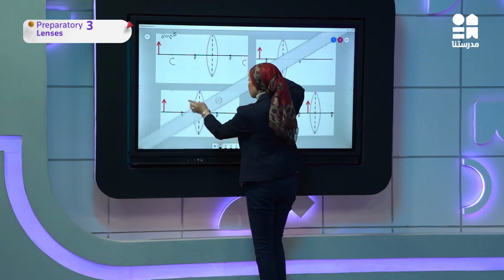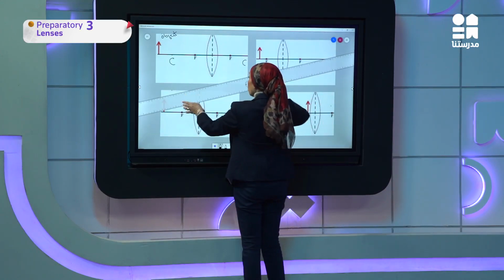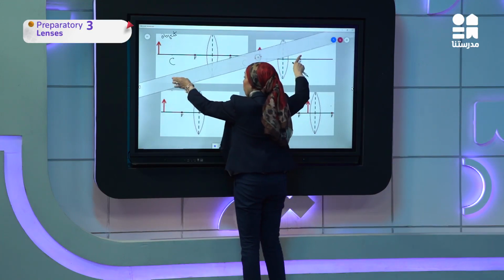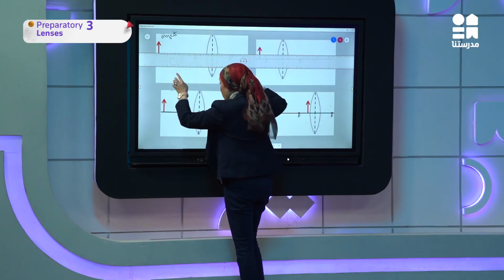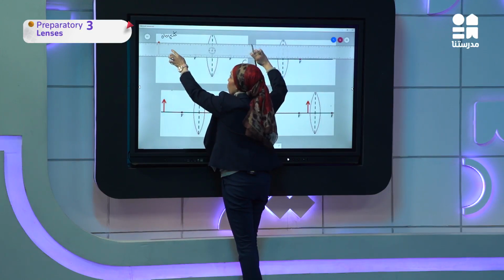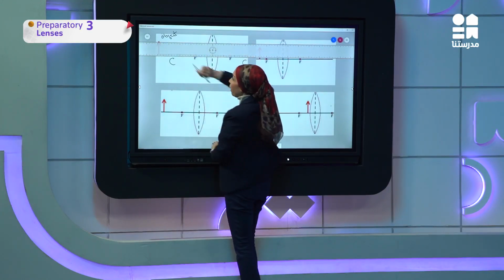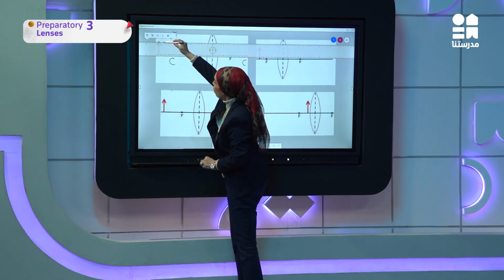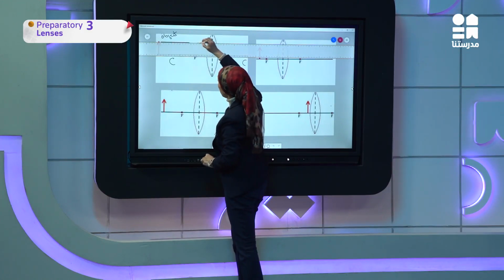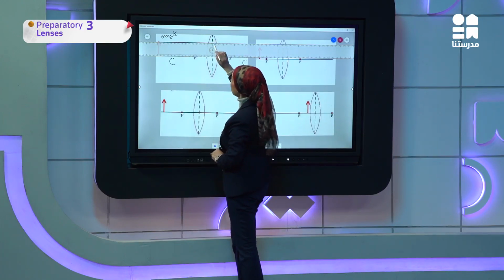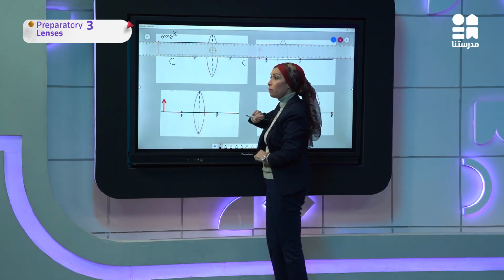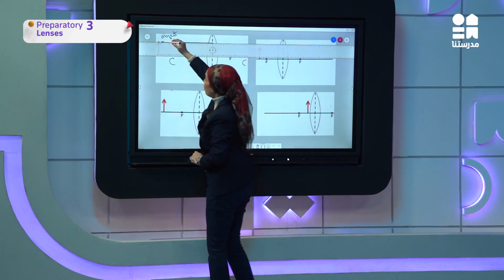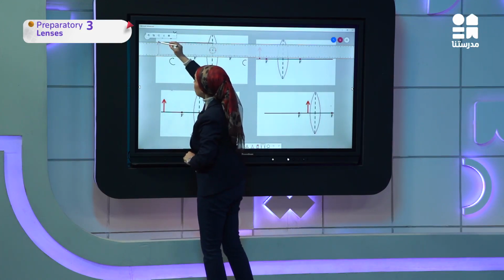Then I start to make the rays. First of all, let's review together. Take the pencil and ruler and start with me the first ray parallel to the principal axis, and it must reach the center or the middle part of the lens, not before it and not after it, starting from the tip of the object like this.